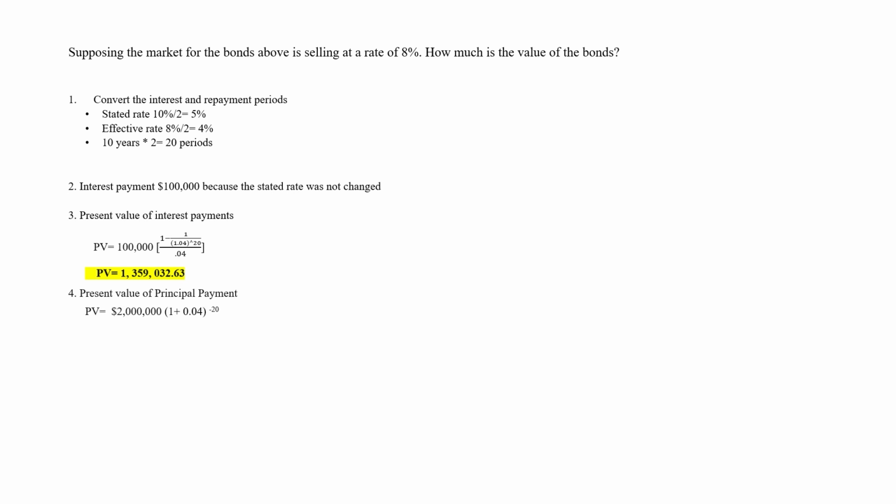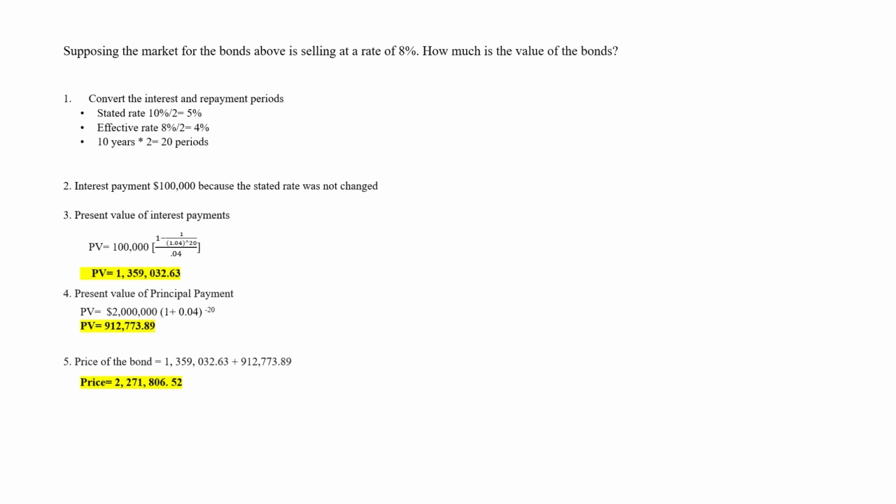Next, we compute for the present value of the principal payment. So present value is equal to 2 million times 1 plus 0.04, the new effective rate, raised to the power of negative 20. We got 912,773.89. So the new price of the bond at the new market effective rate is equal to 2,271,806.52. So this time, the bond is selling at a premium because it is selling way above the face value of 2 million.